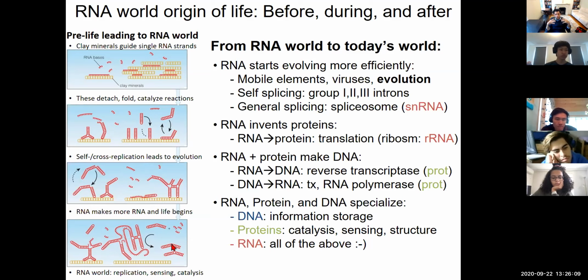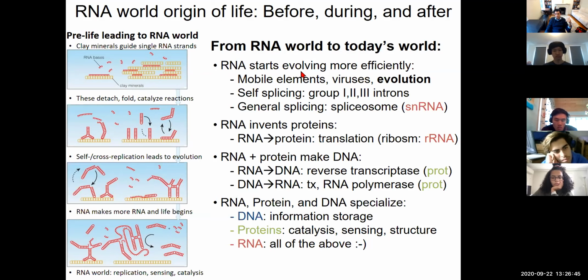And the moment you enable self-replication, life takes over, because it can, in parallel, explore gazillions of possibilities simultaneously and get better at doing all of the functions that it can do, including self-replication. So that's the early creation of the RNA world. And then once you have this RNA world, how do you get to today's world? Well, RNA starts evolving more efficiently. You can have, for example, mobile elements and viruses, and eventually evolution.